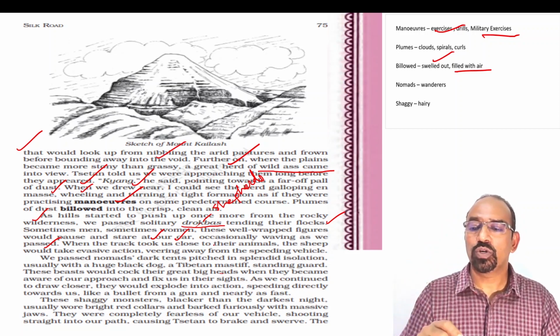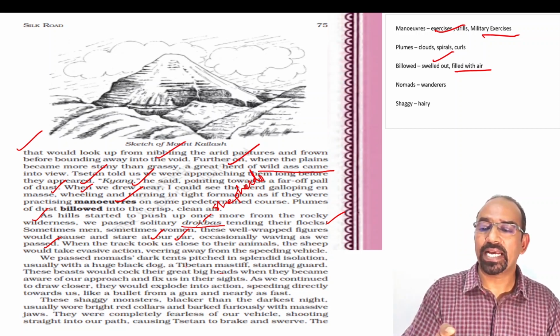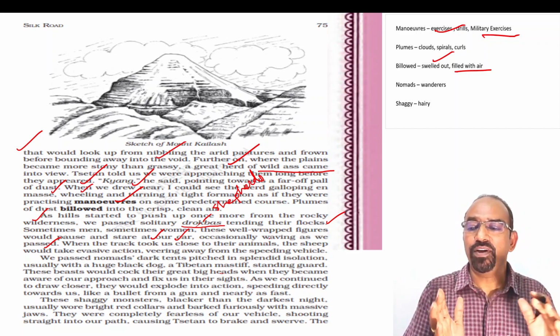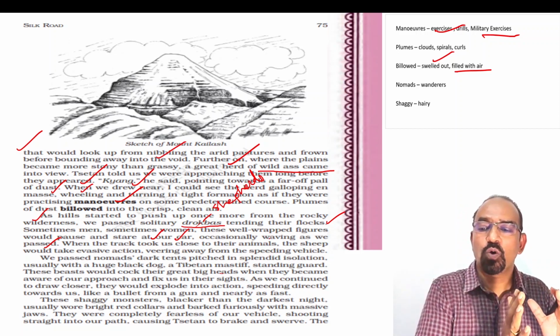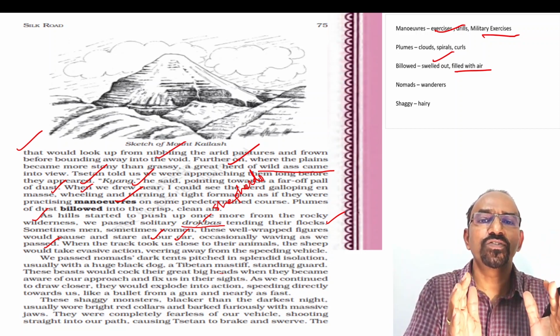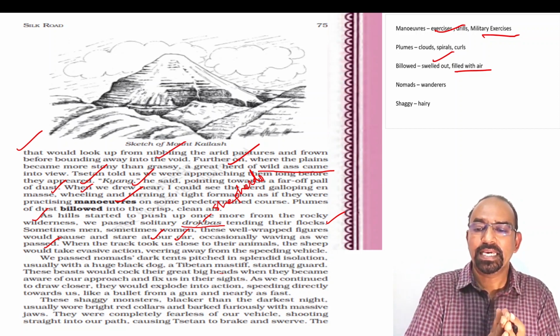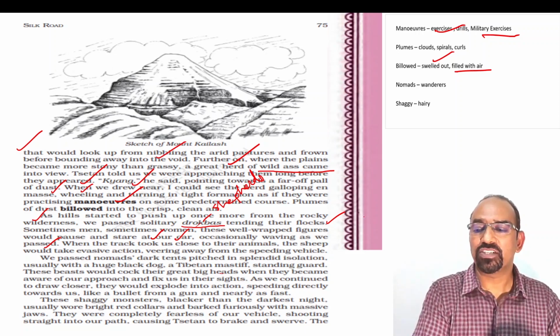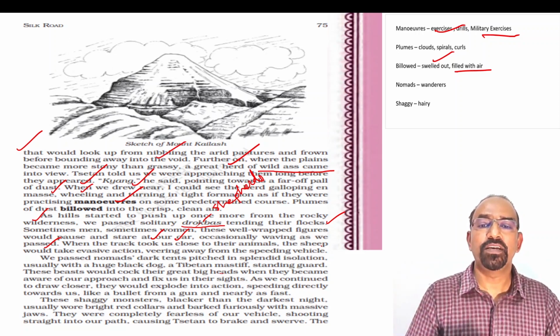When the track took us close to their animals, the sheep would take evasive action, veering away from the speeding vehicle. When we reached so close to these flocks, they immediately turned around, taking evasive action, veering away from the speeding vehicle.